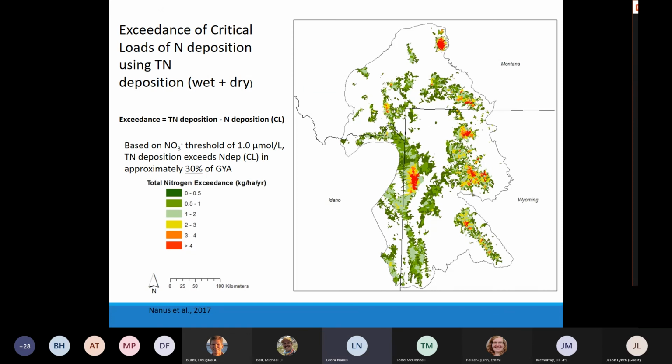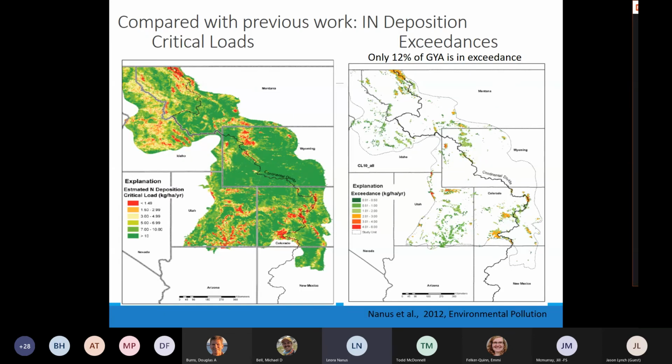Using that same threshold, we looked at exceedances of critical loads, and we found that approximately 30% of the GYA is in exceedance using total nitrogen deposition. And so keeping in mind that that's wet plus dry, we compared this with previous work across the Rockies, where we found only about 12% of the GYA was in exceedance using just wet alone. So I think it's really important to include dry deposition in these estimates.